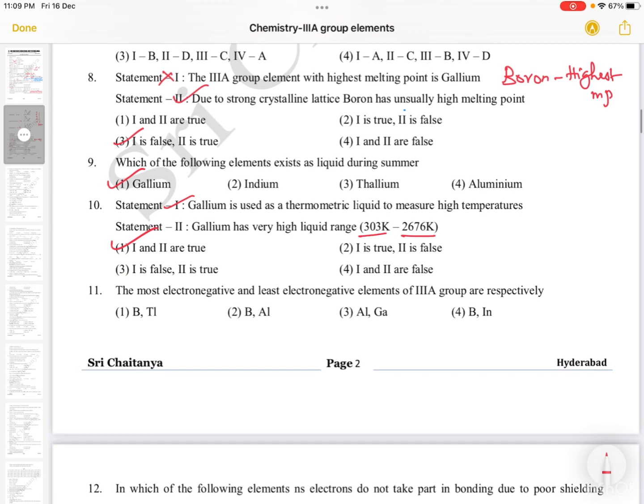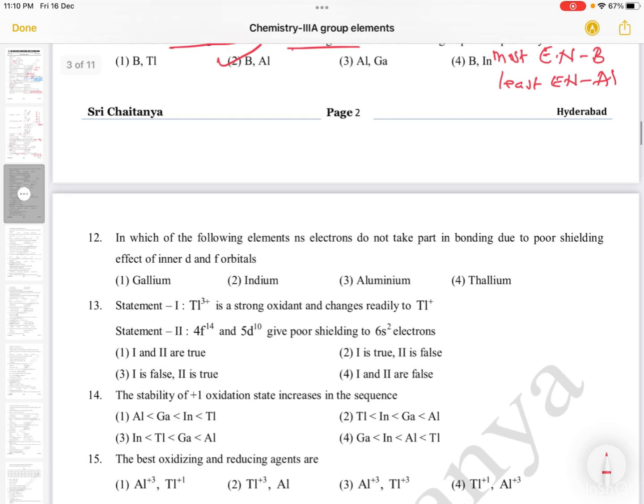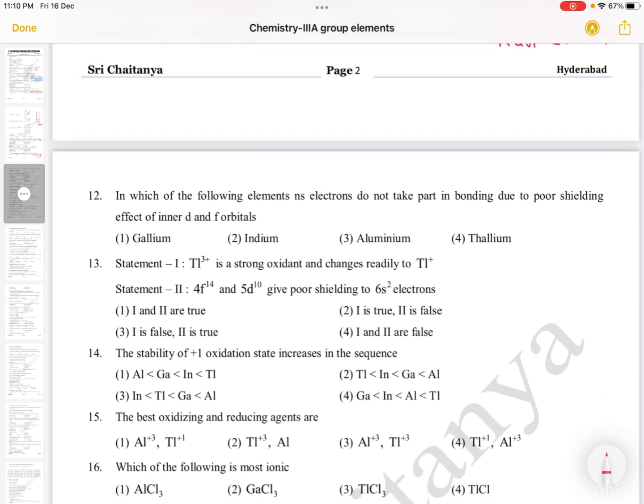Both are correct. Next, the most electronegative and least electronegative elements in the 13th group elements are. So here the most electronegative is boron, right? And the least electronegative is aluminium. Most electronegative is boron, least is aluminium. Second option is right.